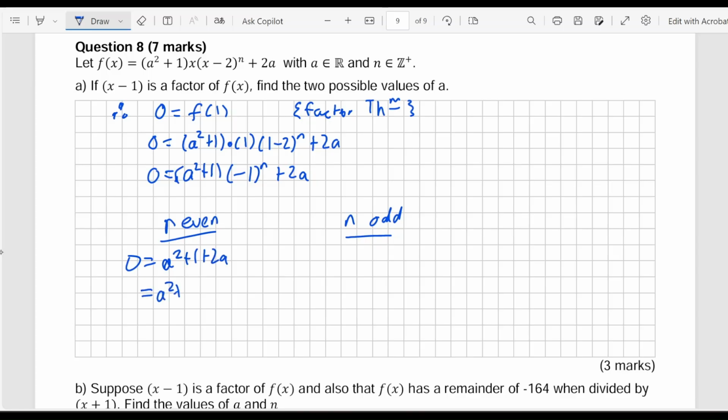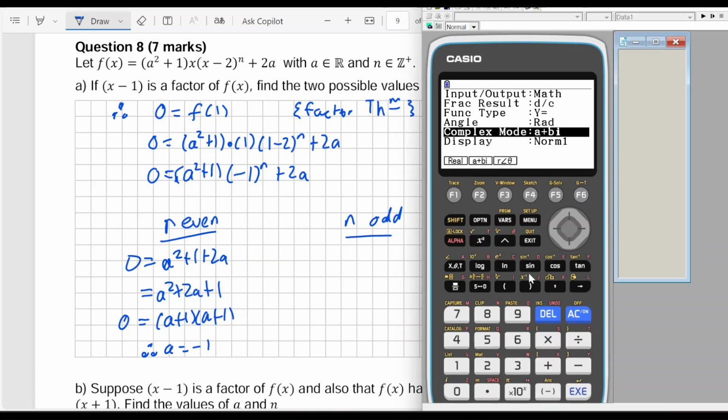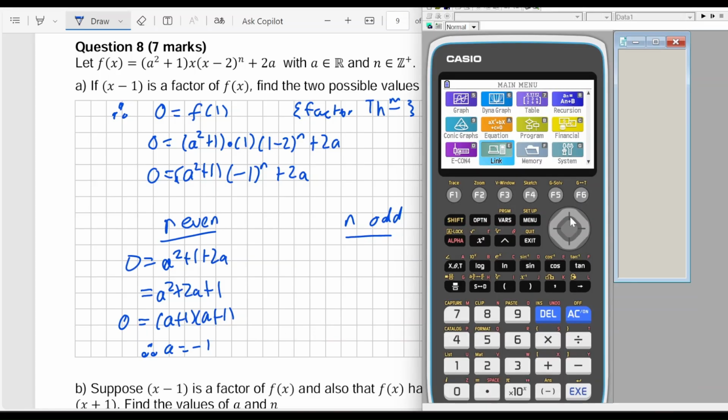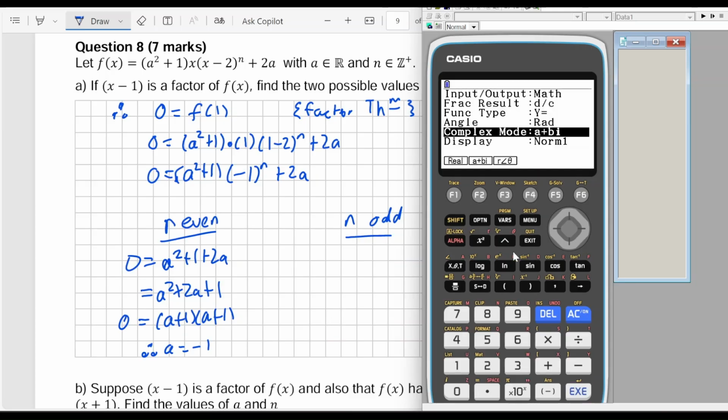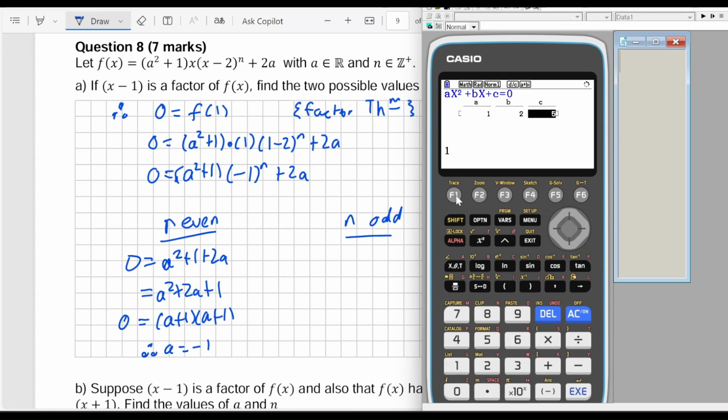So a squared plus 2a plus 1. You can actually sum and product this. A plus 1 and a plus 1 works. So therefore, a is -1. Or if you want, you can get polysolve on the calculator. Menu, equation mode, quadratic. So it's degree 2, 1, 2, 1. Should give us -1. There it does.